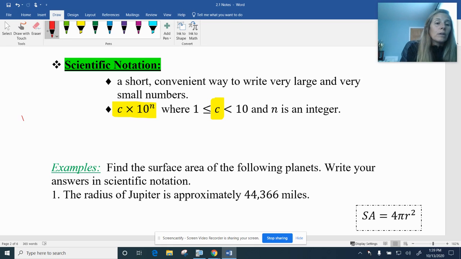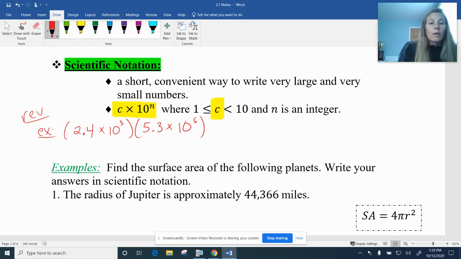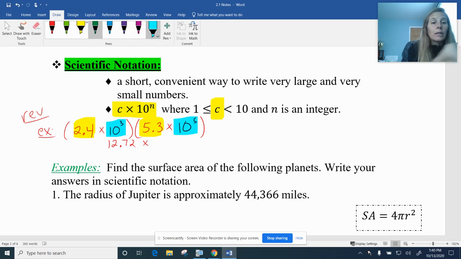Now, just to review, multiplying numbers in scientific notation. Okay, so this is not on here. I'm going to write it down. So let's say you had 2.4 times 10 to the 3rd, and then you had 5.3 times 10 to the 5th. So in scientific notation, to work with it, you would do 2.4 times 5.3, because those are like terms, and you're going to get 12.72. Then you're going to multiply your 2, 10 to the whatevers, right?